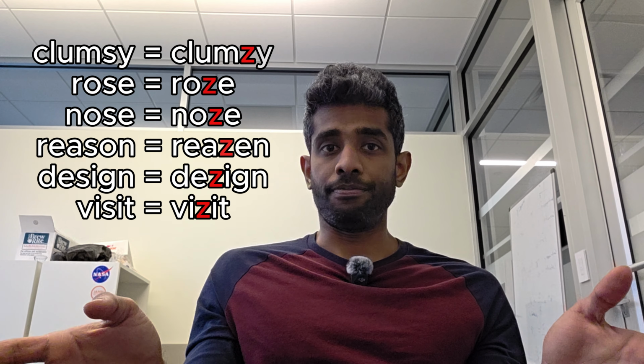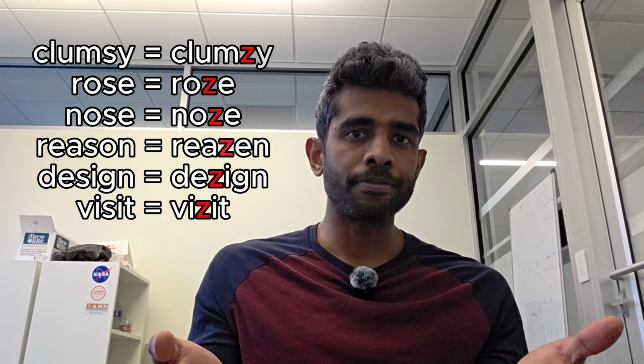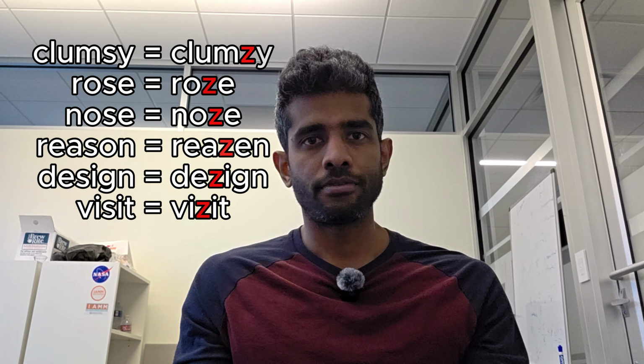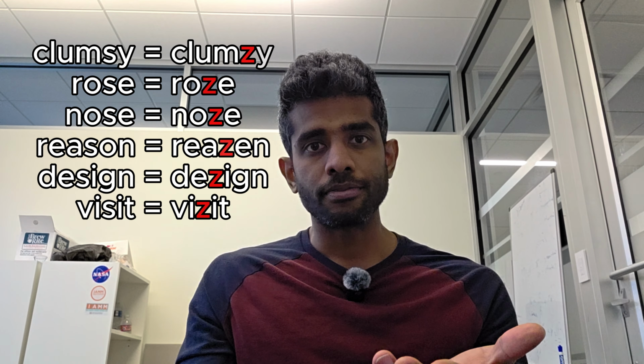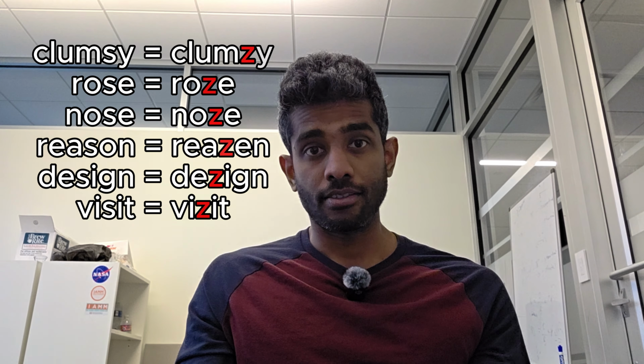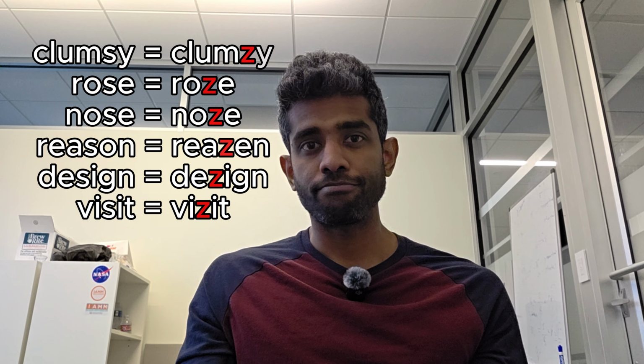So let me just finish up this video by just saying a few words which have the S in the spelling, but actually it's pronounced with the Z. Very common words include clumsy, rose, nose, reason, design, visit, and there's hundreds and thousands more words like that.